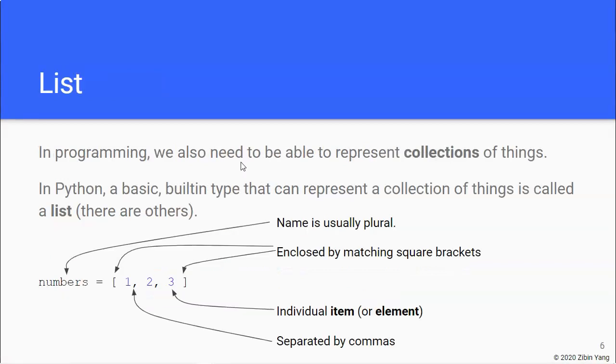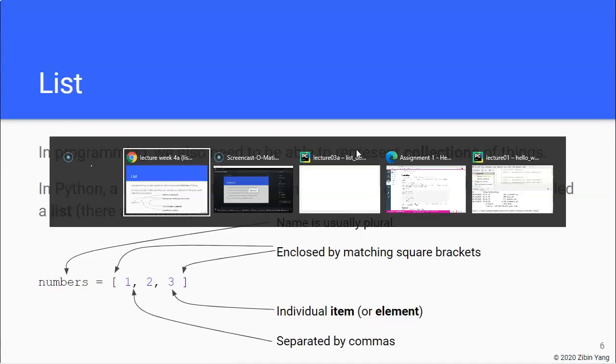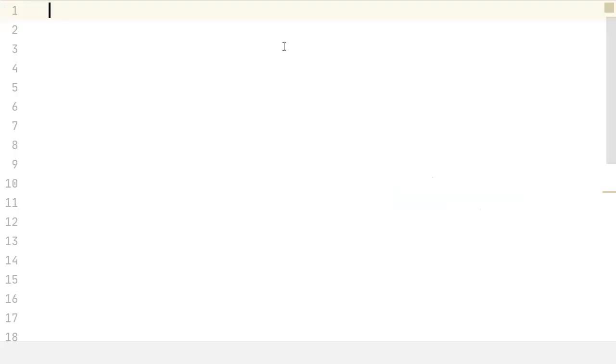So in Python, we have a number of tools to deal with collection of things. One of the most commonly used types, it is a built-in type to Python. It is called a list. Now I want to emphasize list is just one of them. There are many others. But anyway, let's look at the syntax to create a list.